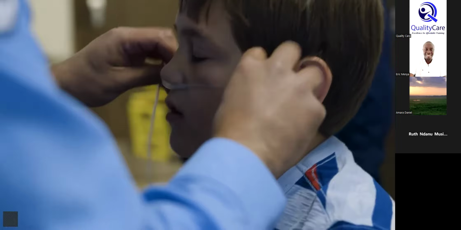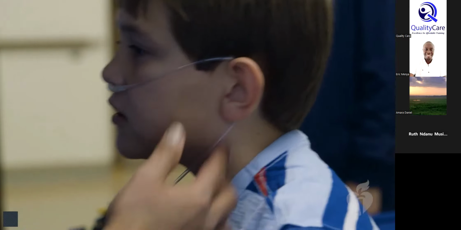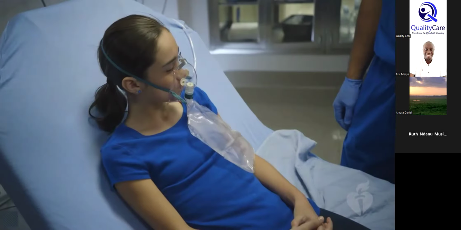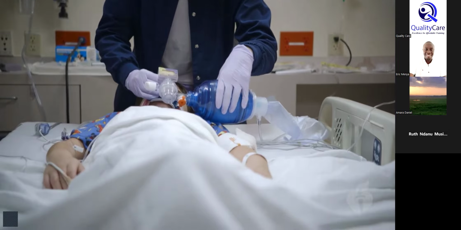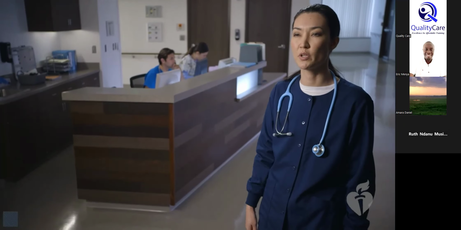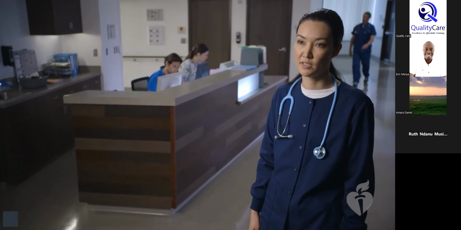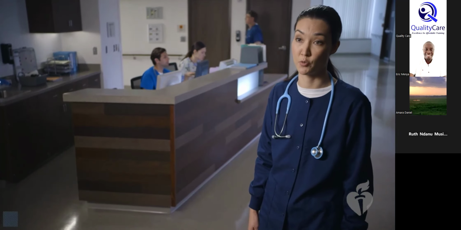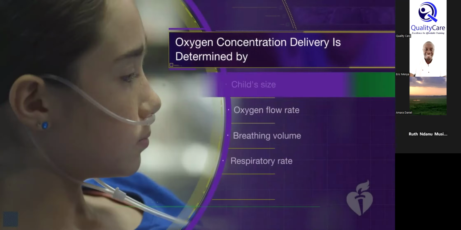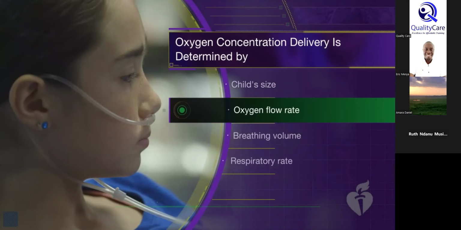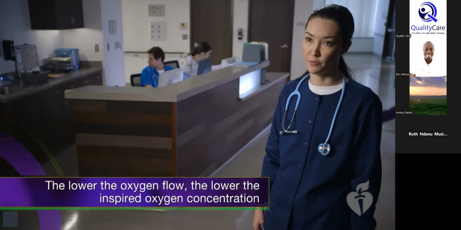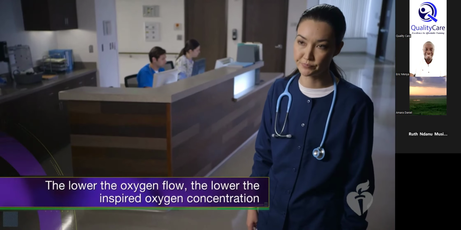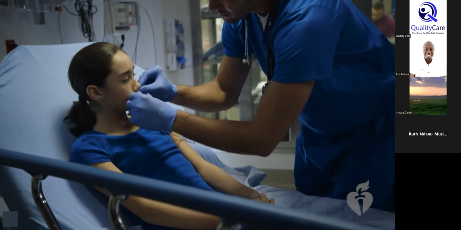You may choose to use several types of oxygen delivery devices, depending on the severity of the child's condition. These devices vary in the oxygen flow rates used and delivered, and in the oxygen concentration delivered. You'll want to use low-flow oxygen systems when a child requires a relatively low inspired oxygen concentration and is relatively stable. These systems deliver oxygen mixed with room air during patient inspiration. The oxygen concentration delivered by these systems is determined by the oxygen flow rate, the child's breathing volume, and the child's respiratory rate. With low-flow systems, the lower the oxygen flow, the lower the inspired oxygen concentration. Examples include simple nasal cannula and simple masks.